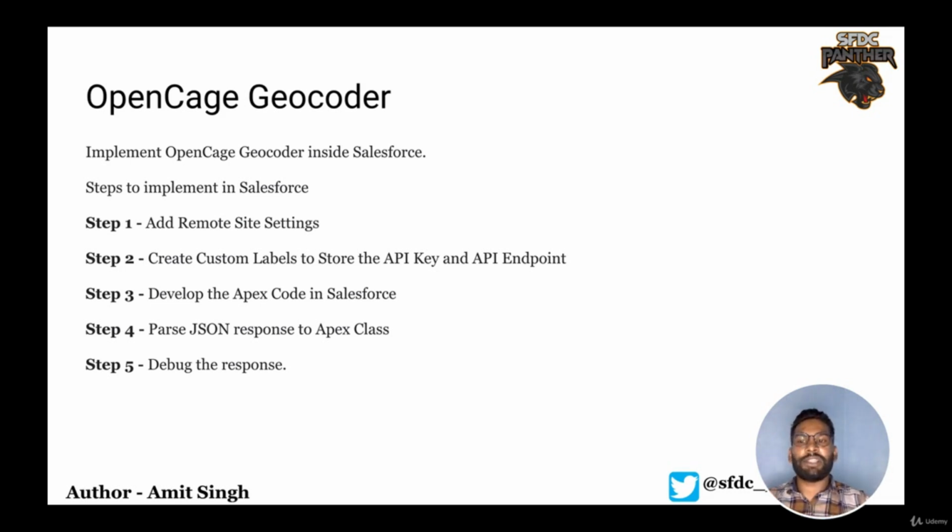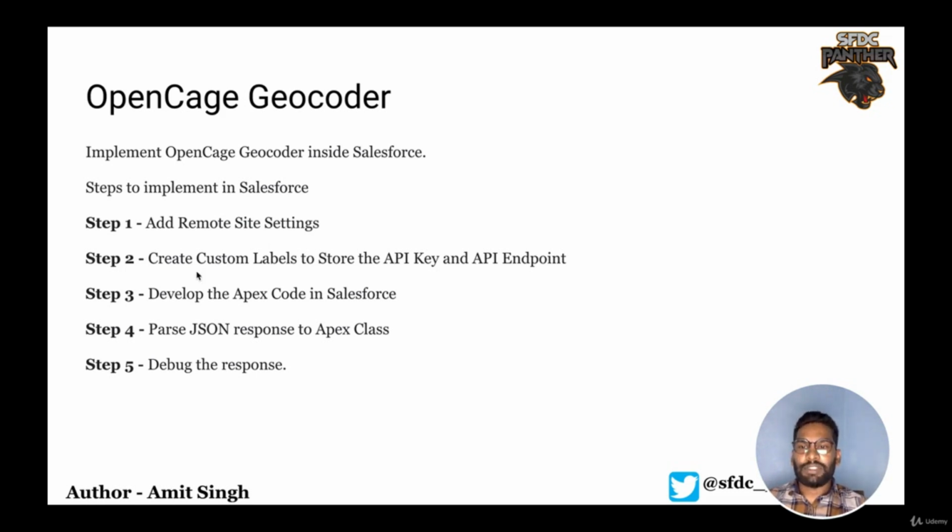So now the question is, what URL do we need to add to the remote site setting? We need to add the base URL of our third party system. In our case, our third party is OpenCage data, so we need to add the base URL. How can we get the base URL? We will see in a few minutes.